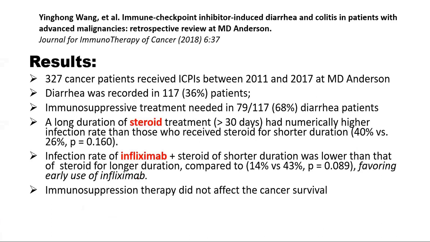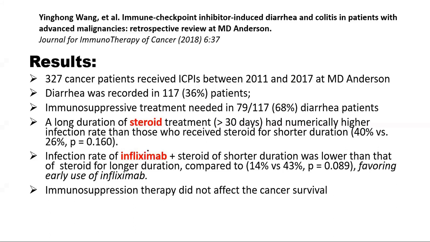The first, largest case series came from MD Anderson, and the lead author was Dr. Yinghong Wang, I believe. She's a Chinese physician working as a faculty at MD Anderson. And I'm a big fan of hers because she really pioneered many of the studies, and we followed her publications closely. So she reported about 327 cases of cancer patients that received immune checkpoint inhibitor treatment between 2011 and 2017 at MD Anderson. More than a third of the patients had diarrhea, and 2/3 of the diarrhea patients had to be treated with some kind of immune suppressive therapy, either steroids or infliximab.